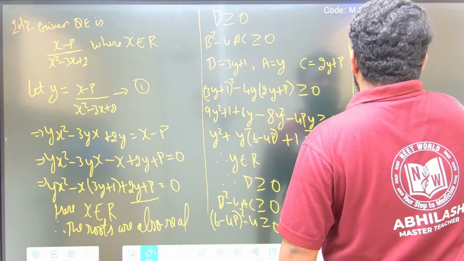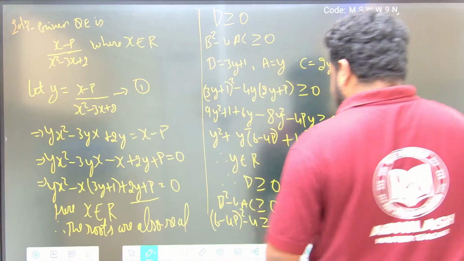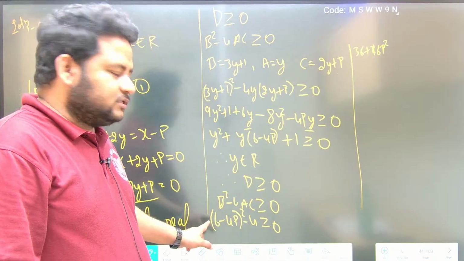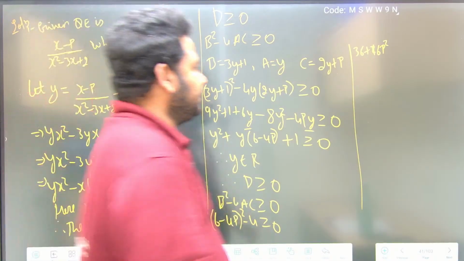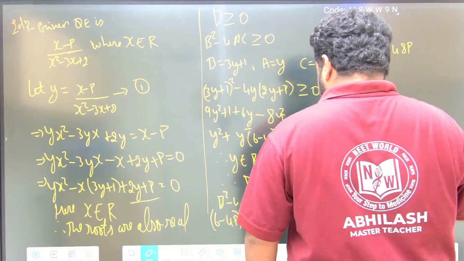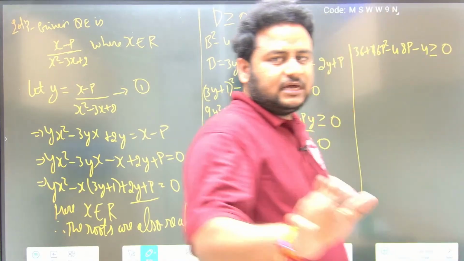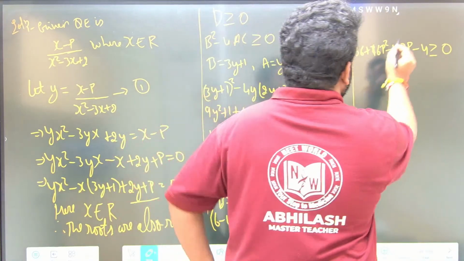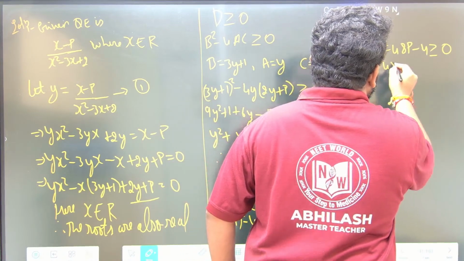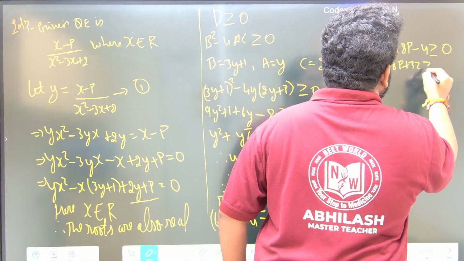Now (6 minus 4p) square, using (a minus b) whole square, is 36 plus 16p square, minus 2ab. 6 into 4 is 24, 24 into 2 is 48, so this is 48p. Greater than or equal to 0. Now see here, 16p square minus 48p, 36 minus 4 is plus 32, is greater than or equal to 0.